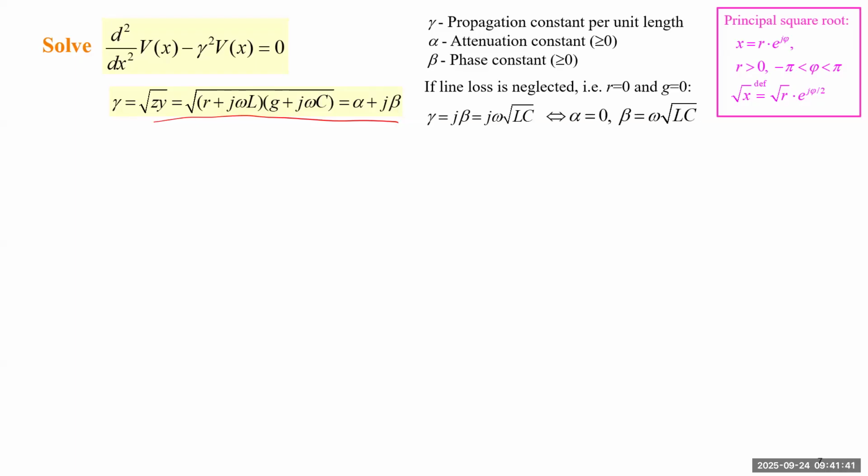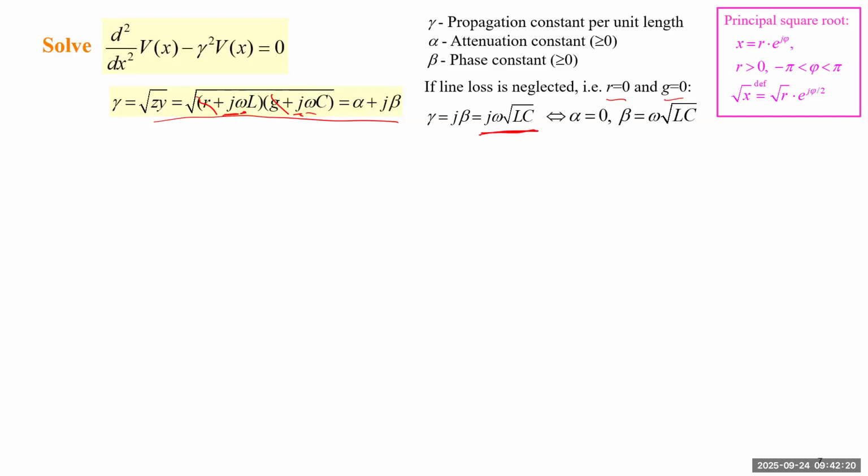All right, so if the line is lossless, which means both Z and Y will have 0 real part, so R and G are both 0. R is removed, G is removed. And this J and this J will become -1, and omega will be omega squared. So finally, gamma will become J omega times the square root of the product of L and C.